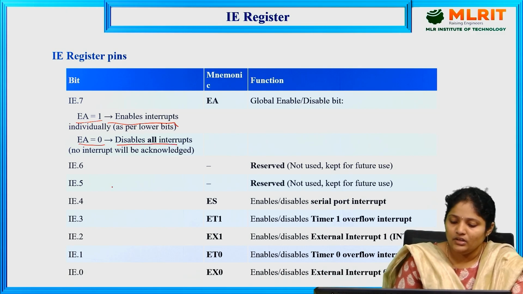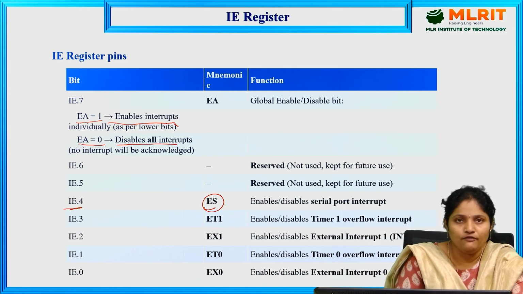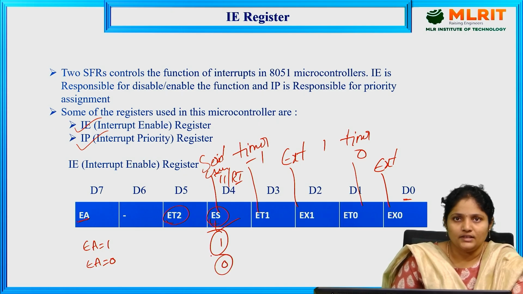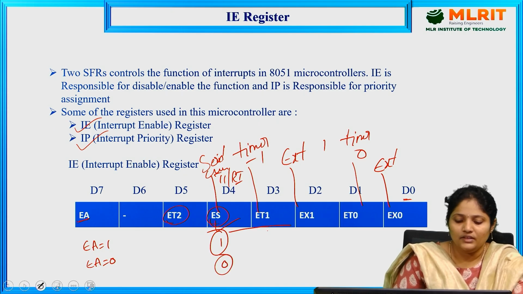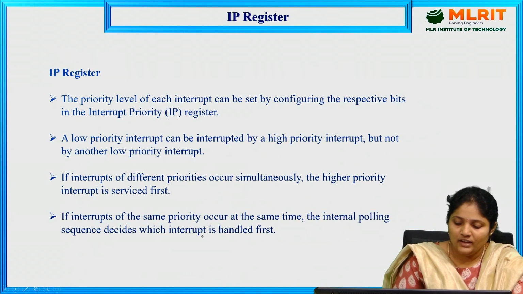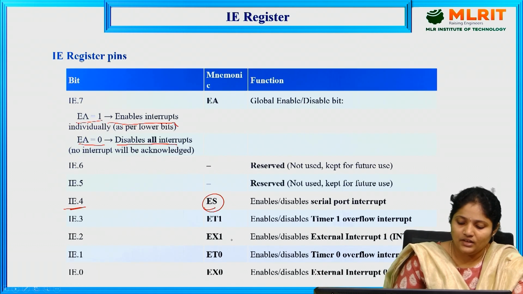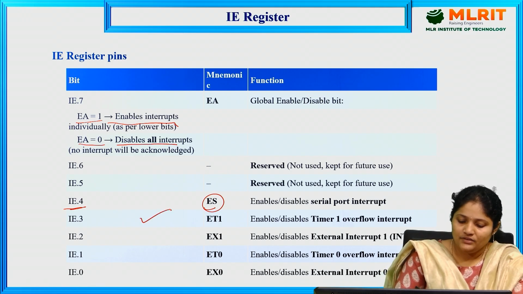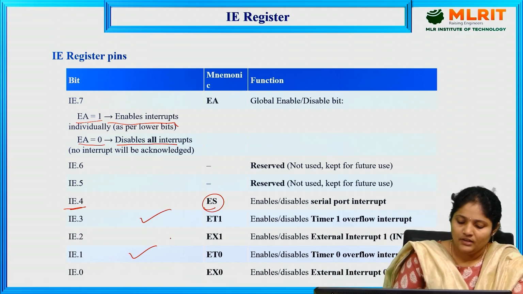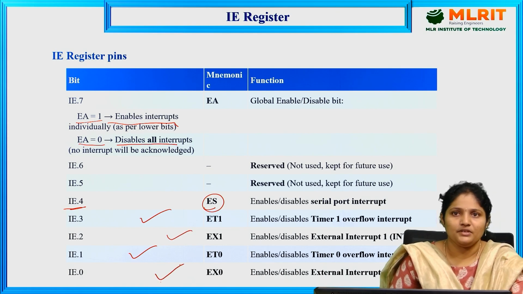And here, if we want to enable the ES interrupt, then IE4 needs to be set to 1. If it is 0, the serial interrupt will not be accessible. So here also everything is like that. ET1 enables the timer 1 interrupt. This is the timer 1 interrupt, and this is the timer 0 interrupt, the overflow flag interrupts. These two are external interrupts, right?